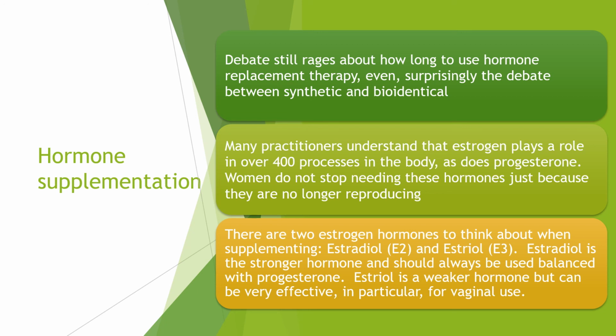Many practitioners understand that estrogen plays a role in over 400 processes in the body, as does progesterone. And women do not stop needing these hormones just because they are no longer reproducing. There are two estrogen hormones to think about when supplementing: estradiol, E2, which is the most potent of the estrogens, and estriol, or E3. Estriol is a weaker hormone but can be very effective, in particular for vaginal use.